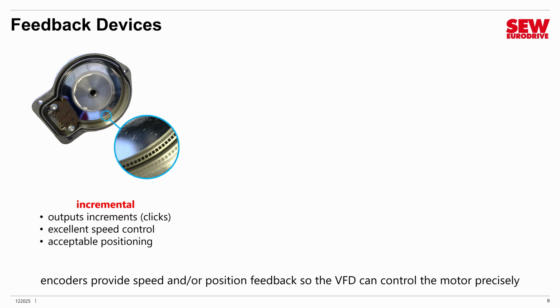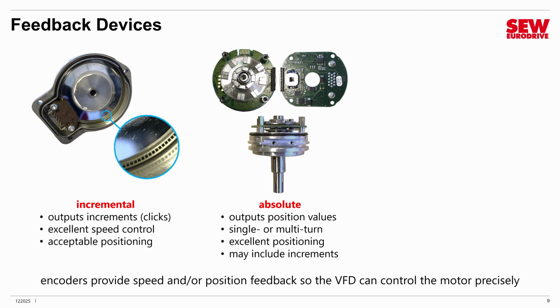A second type of encoder, and this one is a lot more expensive, is the absolute encoder. Instead of outputting clicks as it turns, it outputs position numbers. So as it rotates, it starts at position 0, and the numbers go up as you rotate it. This particular encoder outputs numbers from 0 to 4095 as it turns. Now, what happens when it gets back to the beginning? Does it go back to 0? Well, single-turn absolute encoders do exactly that. They go back to 0 when they've completed a full rotation.